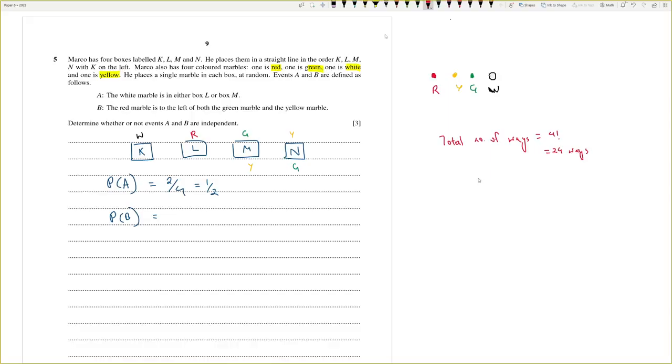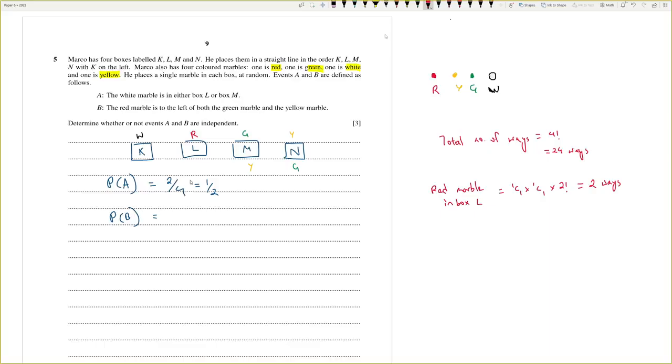Now I'm talking about the first one: red marble in box L. How do we go through this? The white one has to be on the left hand side, so that's 1C1. The red one has to be inside box L, so that's 1C1 as well. The green and yellow ones can interchange their positions, so that's 2 factorial. So how many ways do we have? We have 2 ways in total.